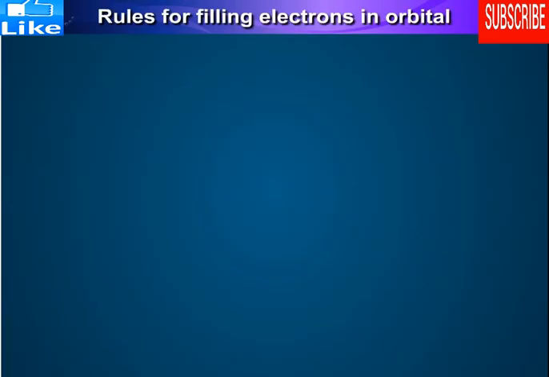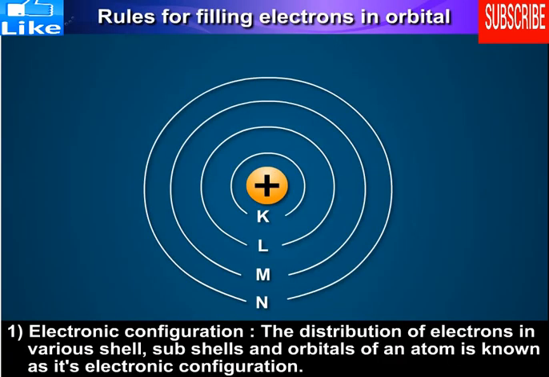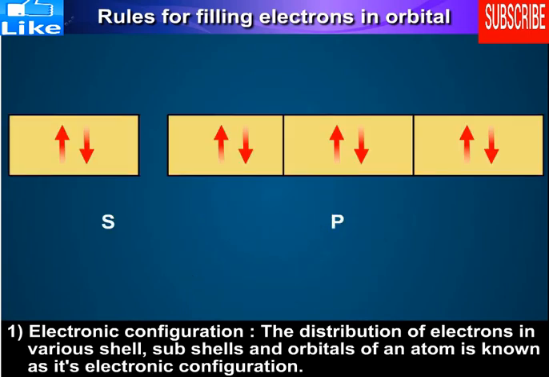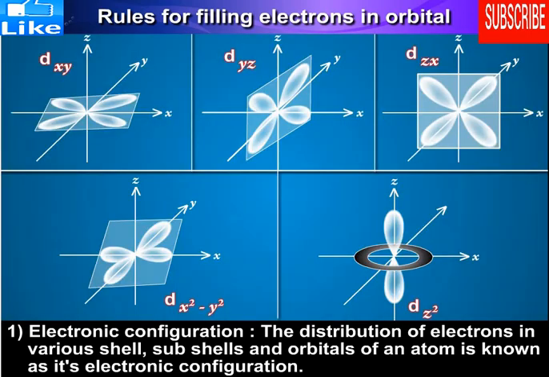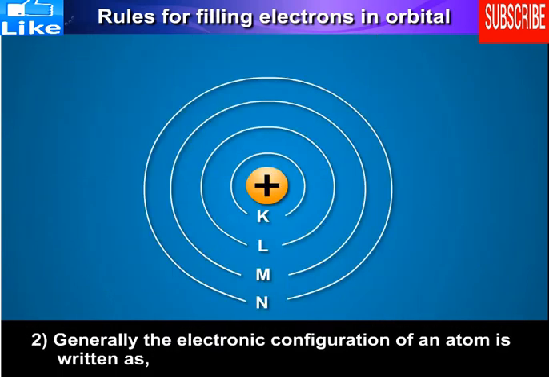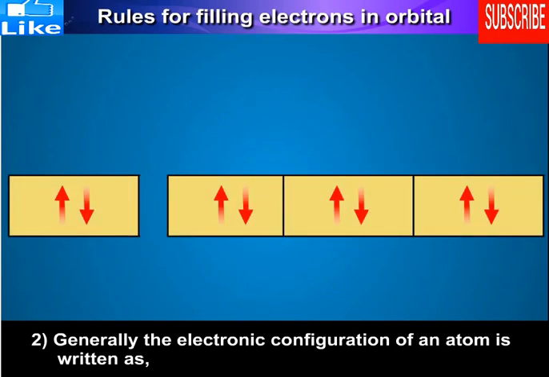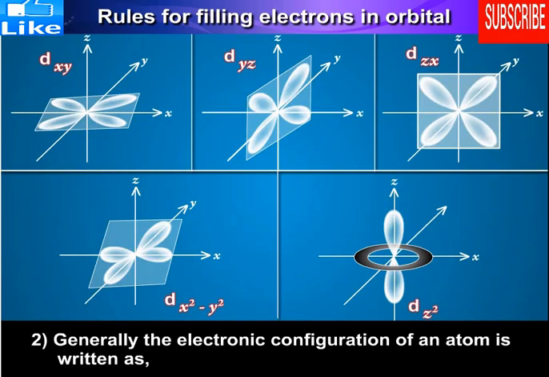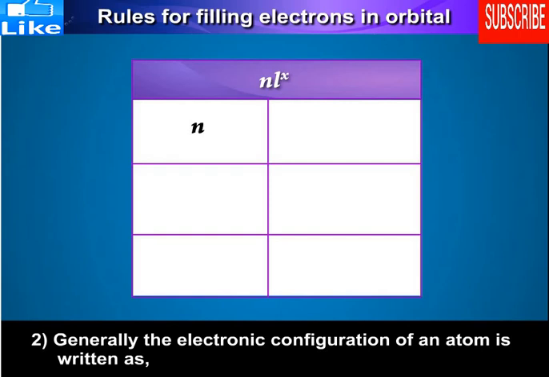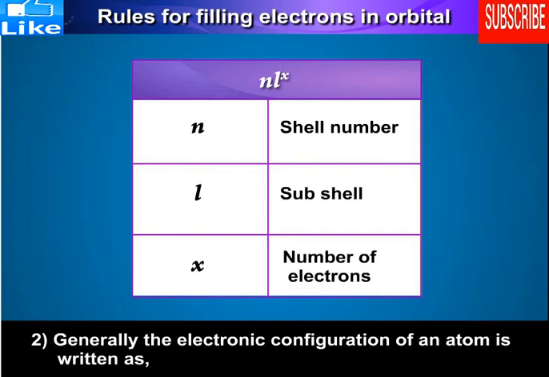Rules for filling electrons in orbitals. 1. Electronic configuration. The distribution of electrons in various shells, subshells, and orbitals of an atom is known as its electronic configuration. 2. Generally, the electronic configuration of an atom is written as n l raised to x. n is equal to shell number, l is equal to subshell, x is equal to number of electrons.